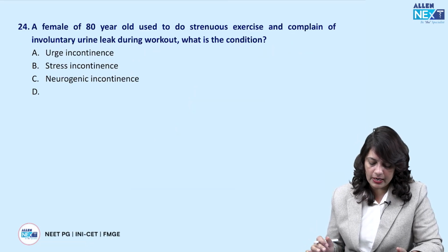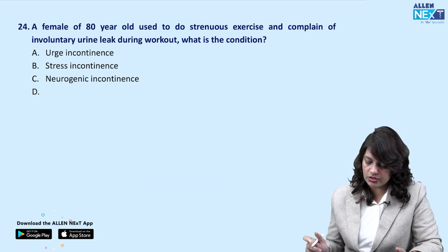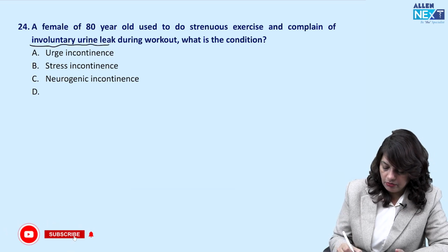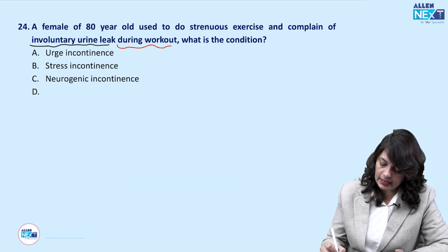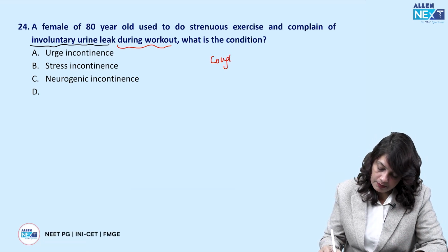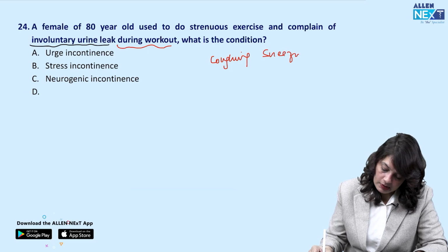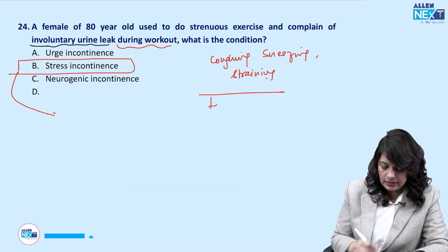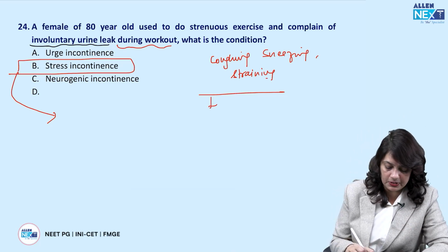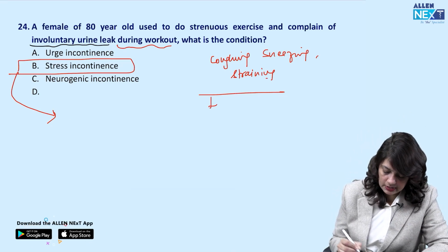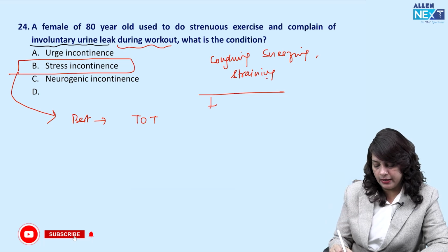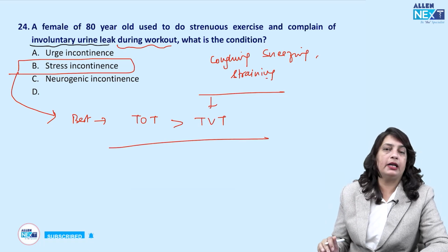A female of 80 years used to do strenuous exercise and complains of involuntary urine leak during the workout. So involuntary passage of urine while coughing, while sneezing, while straining, that is stress urinary incontinence. And stress urinary incontinence is when the bladder neck is prolapsing into the vagina. For this, the best treatment is TOT, transobturator tape, or transvaginal tape.